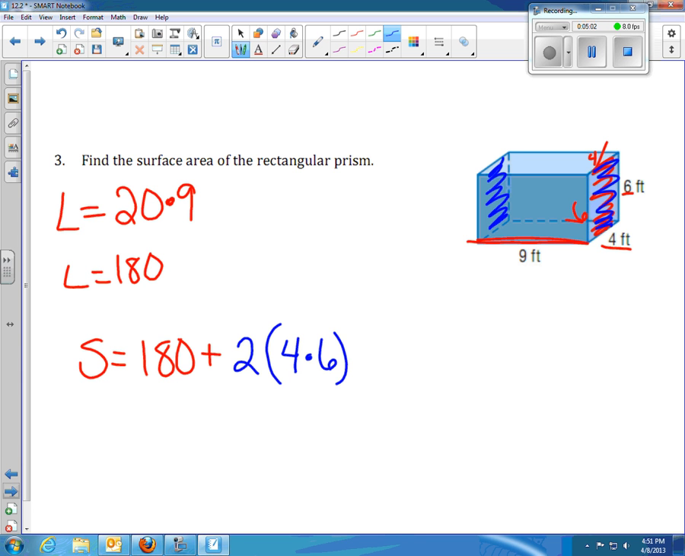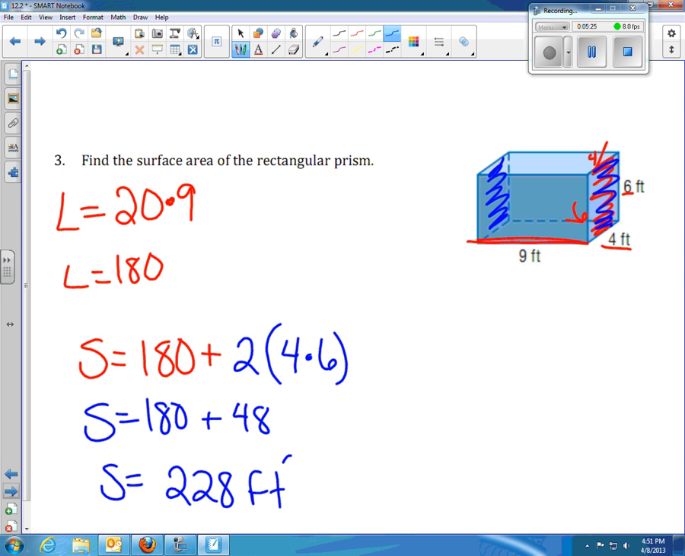All right, so if we go ahead, we're going to take our 180, our lateral area, plus 4 times 6 times another 2. Type that into your calculator, pushing pause if you're not ready. We get 48. And we add those together to get us our surface area, which is 228 feet squared.